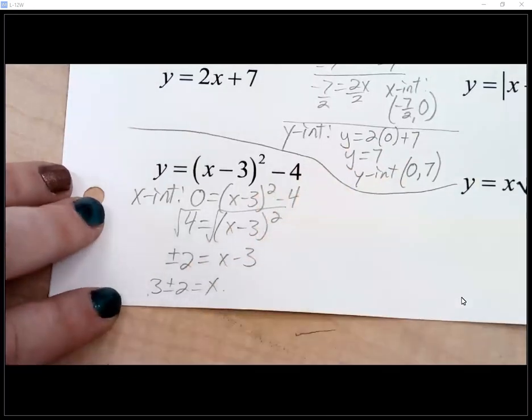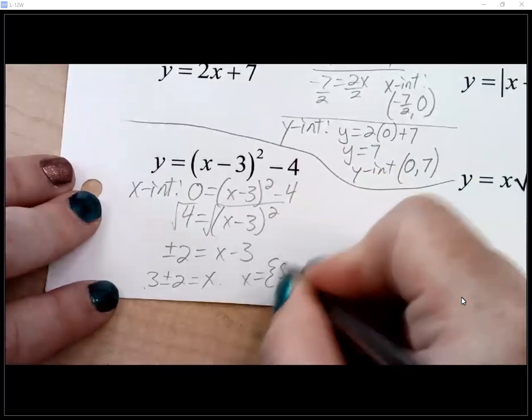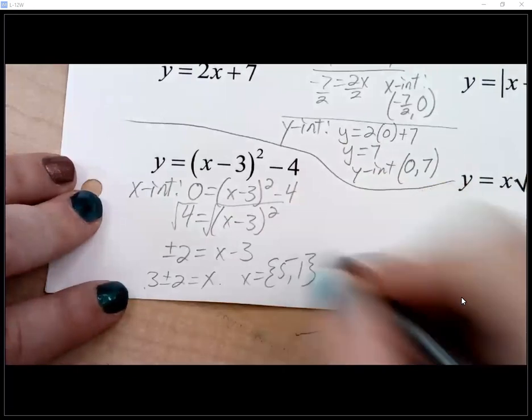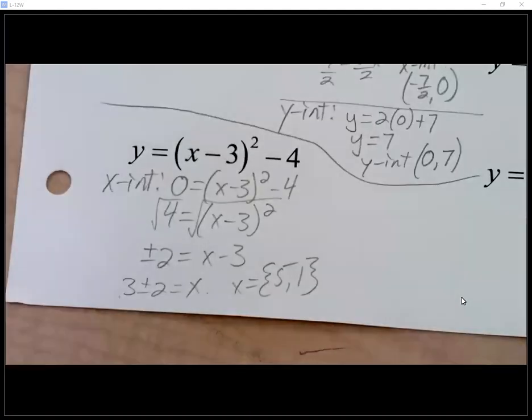So what does this mean? X is going to be 5 or 1. What does that mean about this graph, ladies and gentlemen? Jake? Well, it's a quadratic graph. So that's 2 x-intercepts. Exactly. Think about what a quadratic looks like when you graph it.